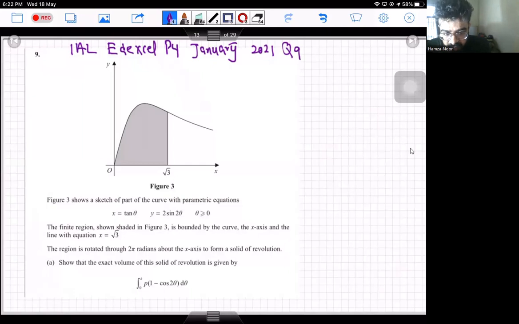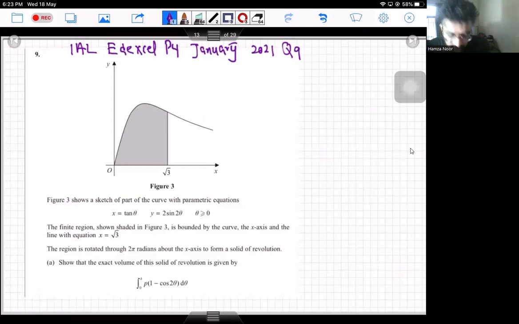The finite region shown shaded in figure 3 is bounded by the curve, the x-axis, and the line with equation x is equal to root 3. The region is rotated through 2 pi radians about the x-axis to form a solid of revolution. Show that the exact volume of this solid of revolution is given by this form: p multiplied by 1 minus cos 2 theta with respect to theta.